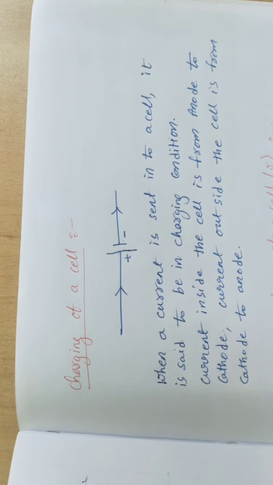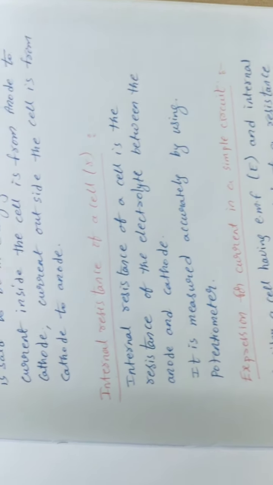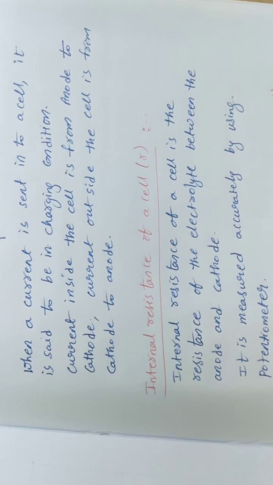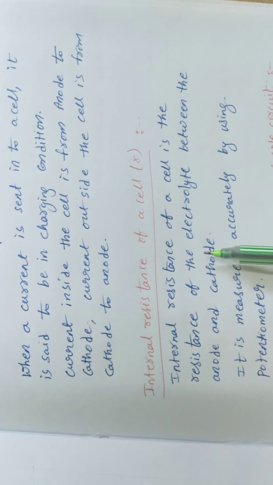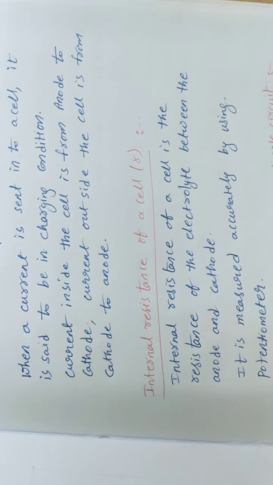How do we represent internal resistance of a cell? Internal resistance of a cell is represented with a small r. In any cell, electrolyte is present, and inside the electrolyte some resistance will be present. Those resistances we call the internal resistance of a cell. Internal resistance of a cell is the resistance of the electrolyte between the anode and cathode of a cell.